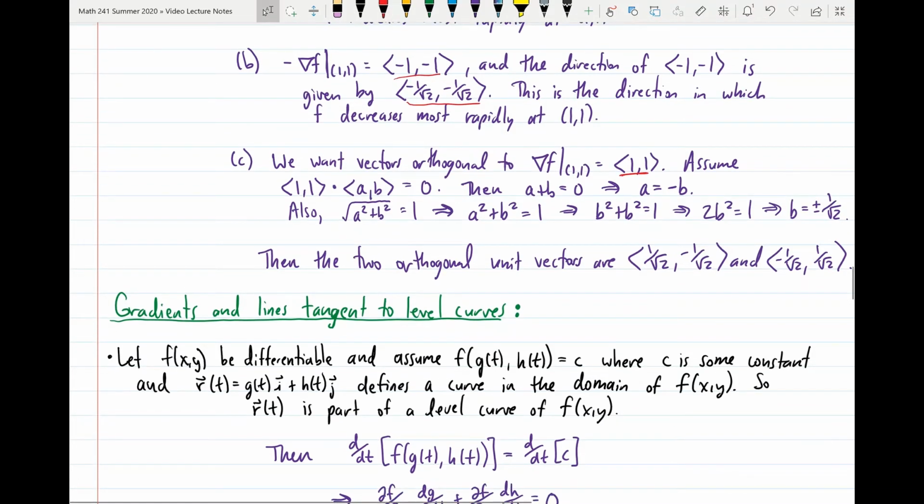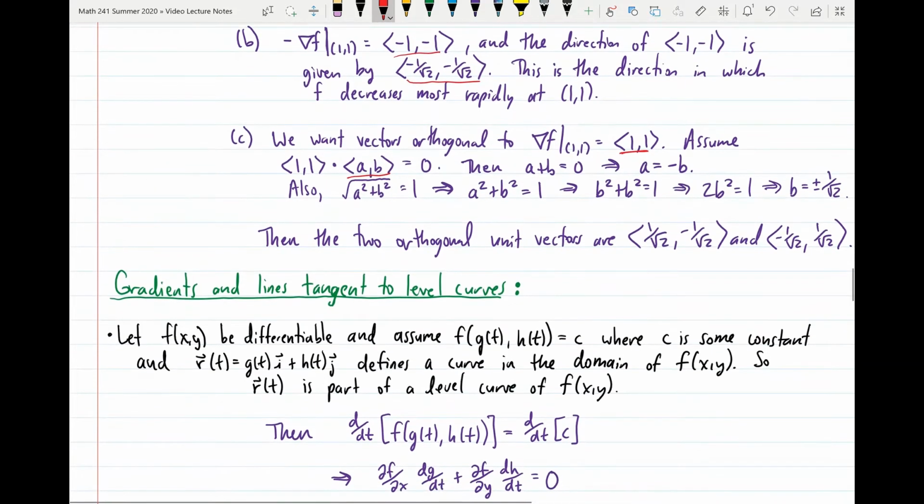And we want to find vectors that are orthogonal to (1, 1). So we're going to let our vector (a, b) be some vector, and we're going to take the dot product of (a, b) with (1, 1) and set it equal to 0. We want to use this to solve for a and b, so we can hopefully find vectors that are orthogonal to (1, 1).